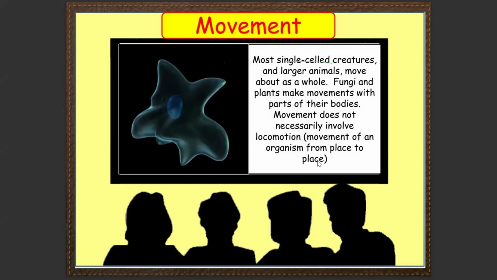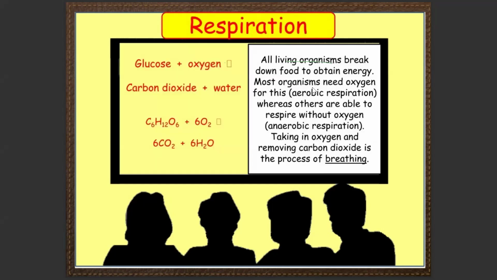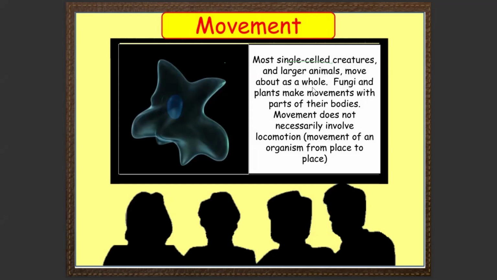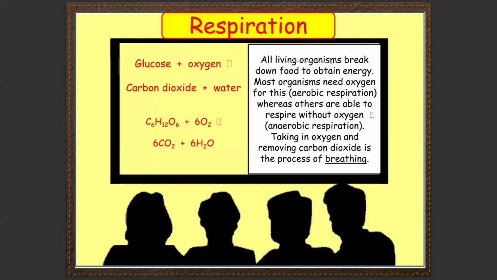So this is what we have discussed over here, that fungi and plants can move their body parts and they cannot move as a whole, but single cell creatures and large animals can move as a whole. Clear? Are you clear with this slide? The movement part. Basically, we are discussing the characteristics individually. Now we are discussing respiration. The second characteristic is respiration. You know about this, right?